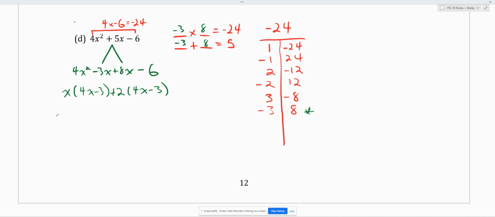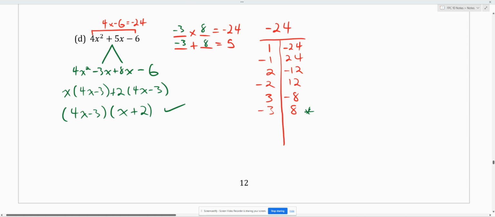I get matching brackets. We are good to go. So I get 4x minus 3 times the leftovers, which is the x plus the 2, and we're all done.